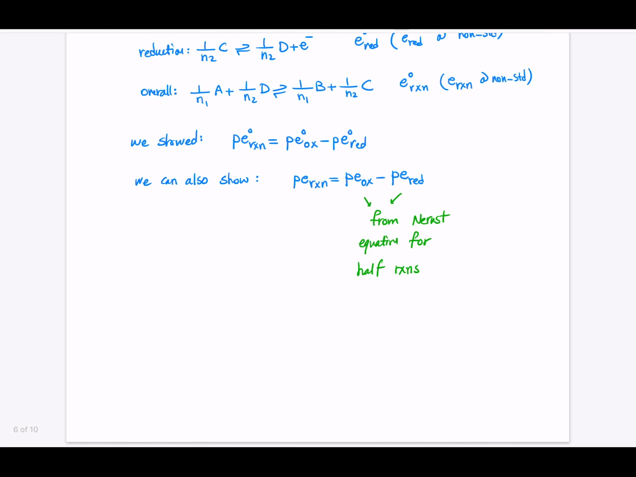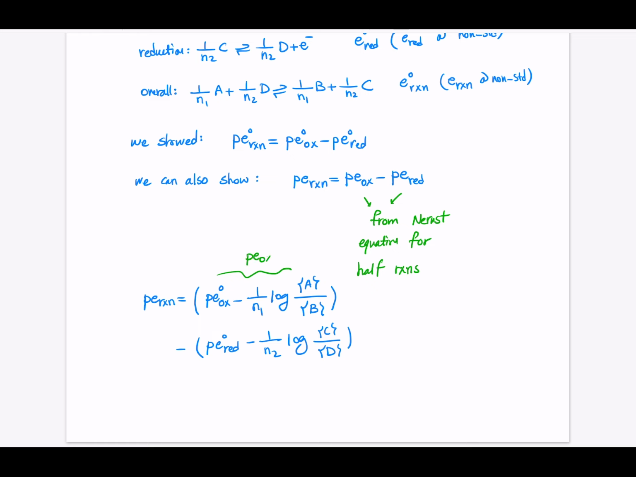So now we can basically expand this a little bit. PE of reaction would be the Nernst equation for oxidation, which was PE0 of oxidation minus 1 over n1 log of the reduced species, which was A over B. So this would be minus PE0 of reduction minus 1 over n2 log, in that case it was C over D. This is basically PE of oxidation we expanded. This is PE of reduction.